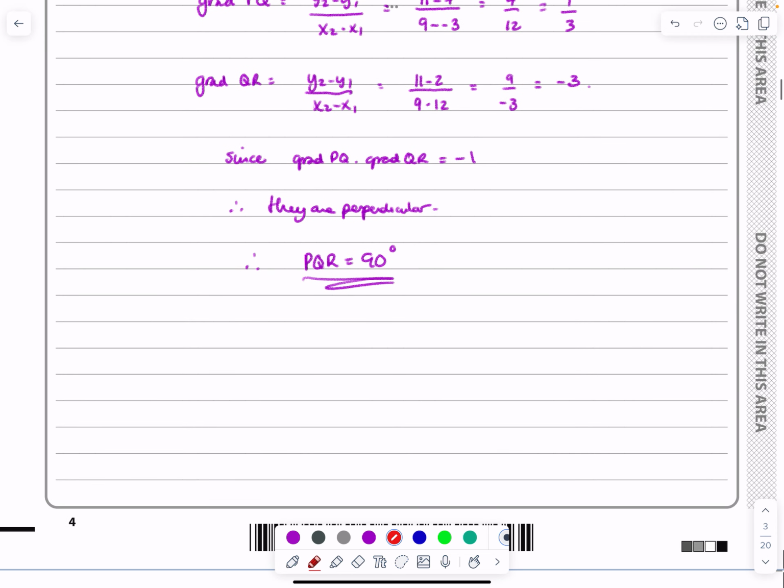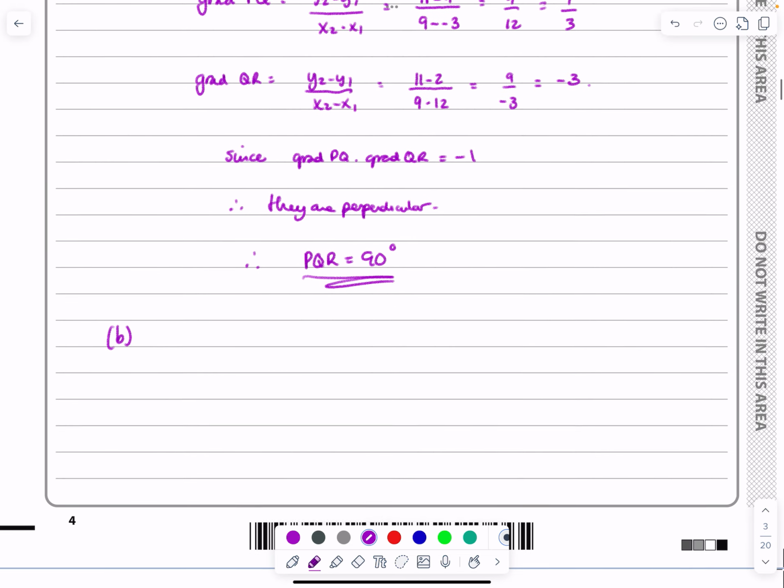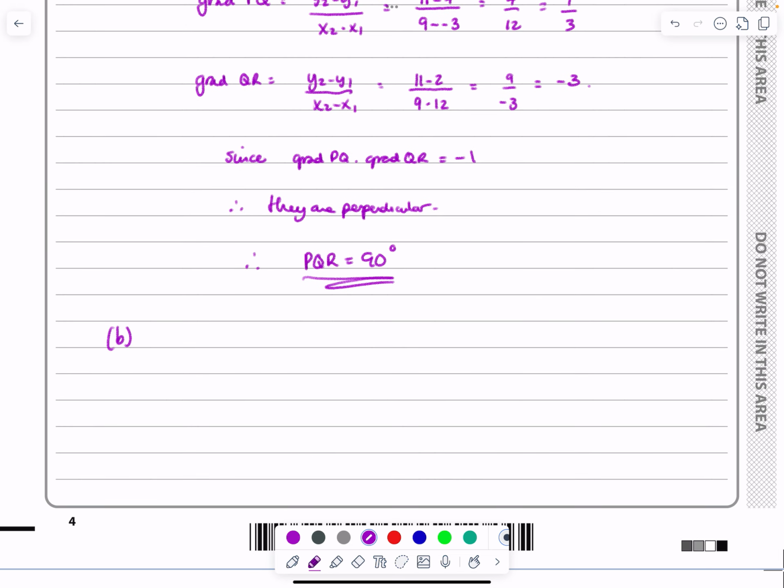So if I want to work that out, let's put it back in the right colour here for part B then. How many marks are there for this? Yeah, it's only 2 marks. I don't need to show too much working out for this. If I've got -3, 7, and I just add on 3, -9 here, then I'm going to get the new point 0, -2.